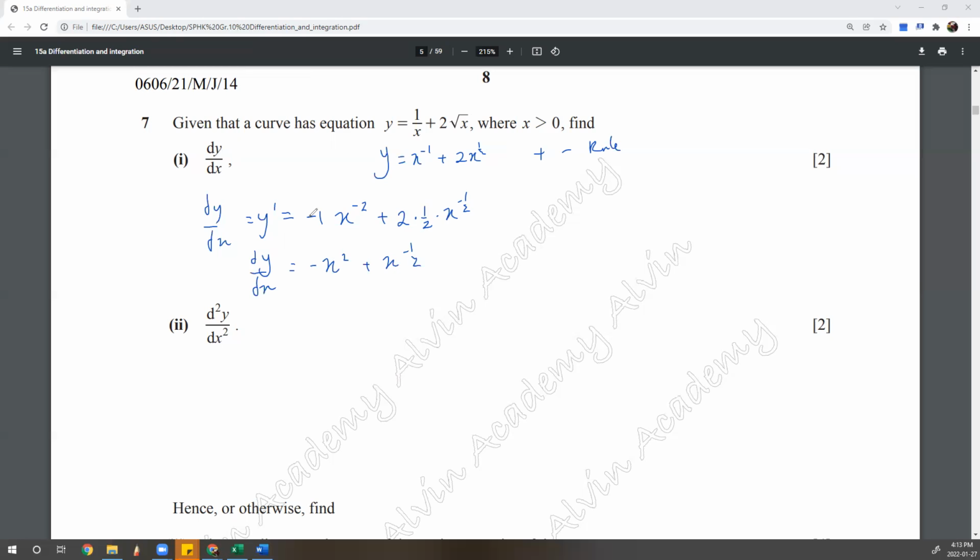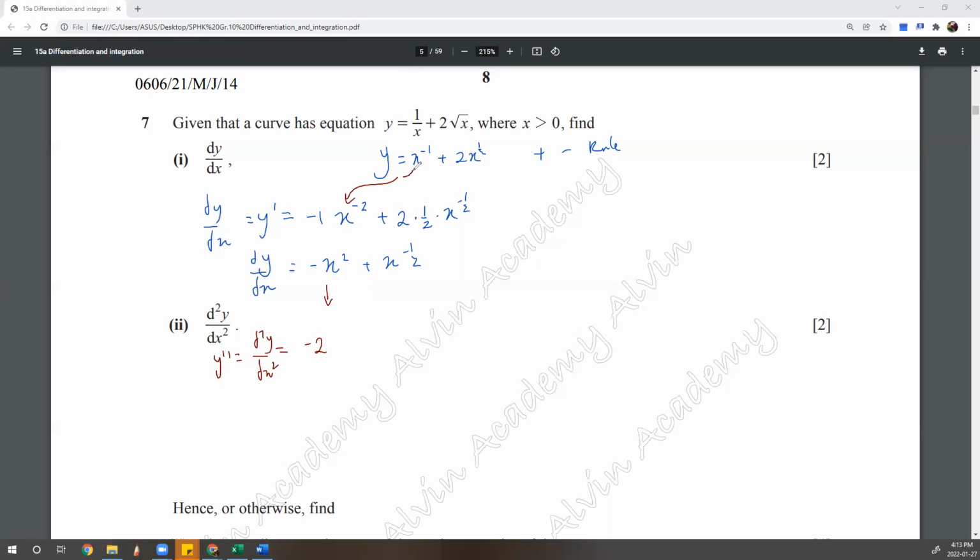The second question is asking you for the second derivative. So you have to differentiate this one more time. The notation of the second derivative is d squared y over dx squared, or y double accent, which will equal... Where did the negative on the exponent go? Oh, here. On -2, -1, subtract 1, right? If you differentiate this number.